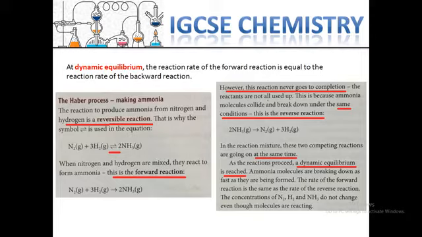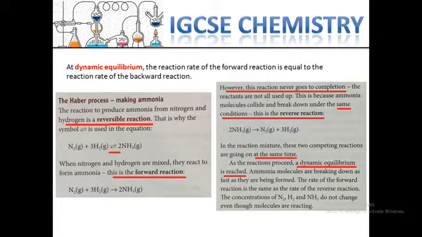So during the reaction, it takes time for the reactants to convert to the products, and for the products to convert to the reactants during the reverse reaction. But the time at which both sides are equal is called dynamic equilibrium. That means the reaction is stable and not reacting. The reaction is not moving anymore.